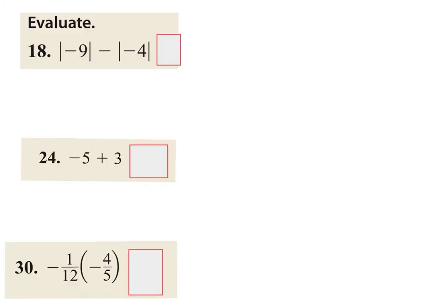Evaluate simply means give me the answer. Okay, that's all evaluate means here. If you have absolute value, you will want to do those first. So for this one, absolute value of -9 minus absolute value of -4. Then you have a simple subtraction, 9 minus 4. When you do the next one, remember, just apply your rules. Different signs, subtract and keep the sign of the larger. 5 minus 3 is 2. My 5 was negative, so that is a -2.